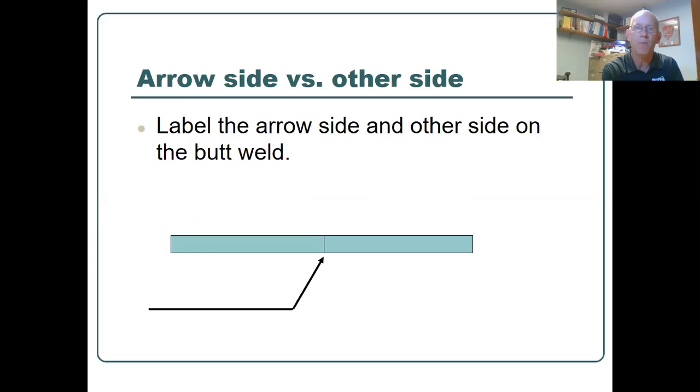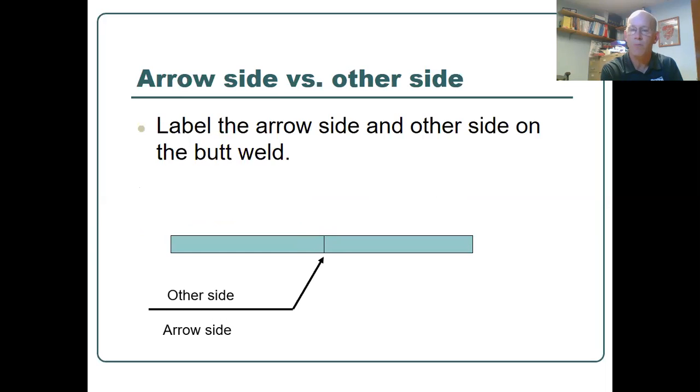Tell me what's the arrow side and what's the other side on the actual weld itself. Might want to even label them on the reference line itself as well. So which one would be the arrow side and which one would be the other side? Because this arrow is going up and to the right. So where would that be? Take a moment, pause this if you need, write it down, but indicate it in your notes. And let's check and see if you're right.